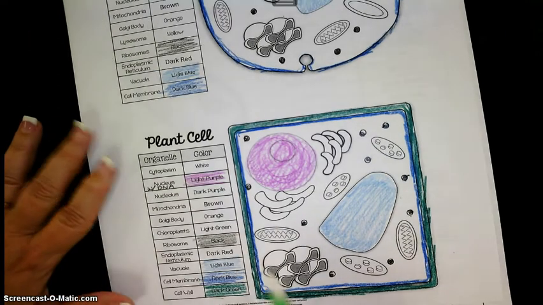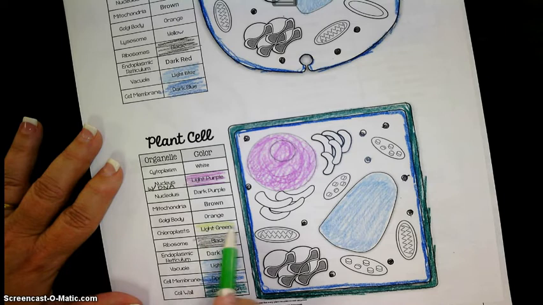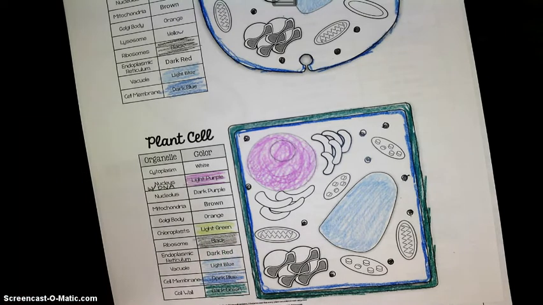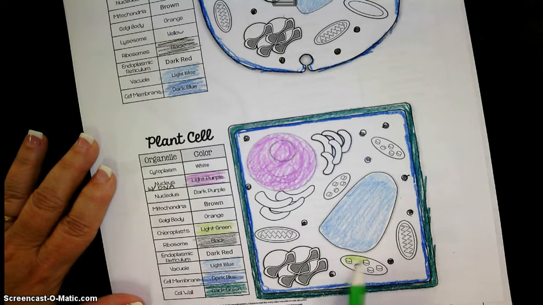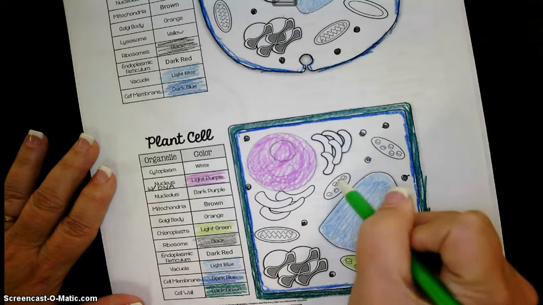Okay, you're going to need a light green. We're looking at our plant cell. And notice there are two shapes that look very similar. The one that looks like it has little coins inside of it, that's going to be our chloroplast.